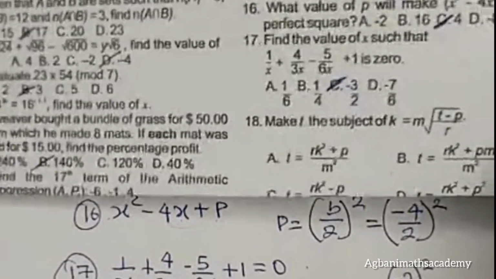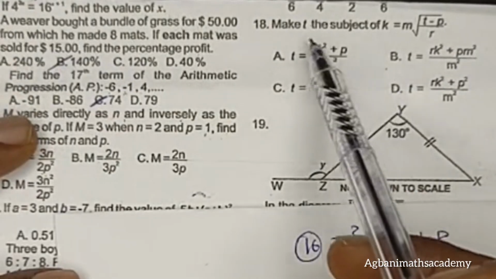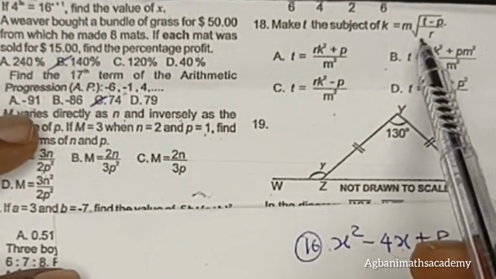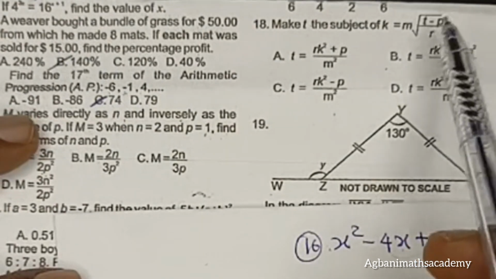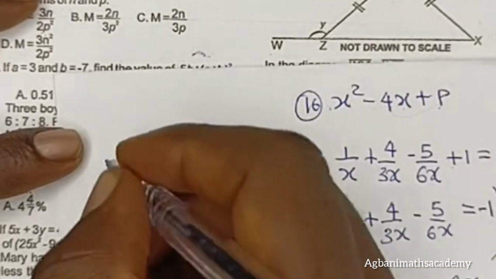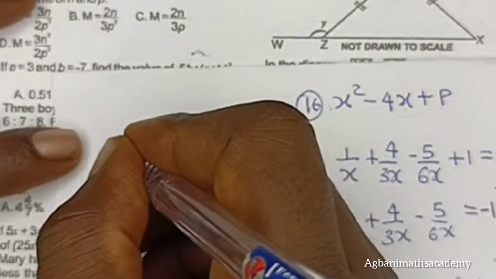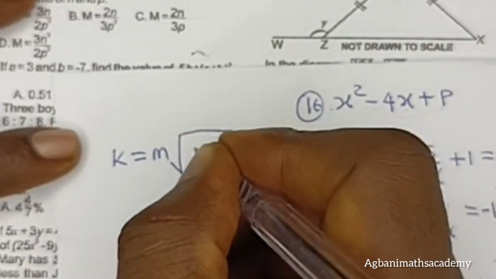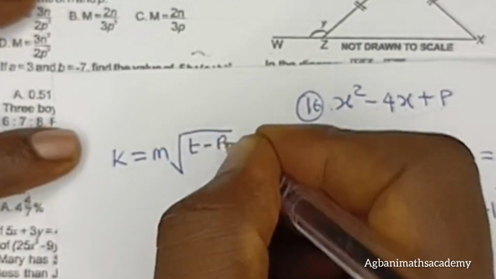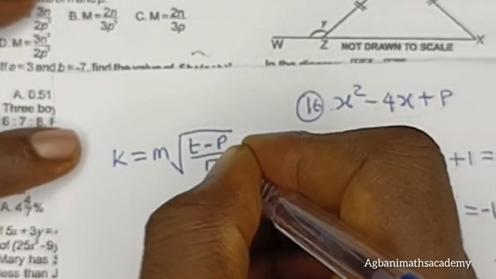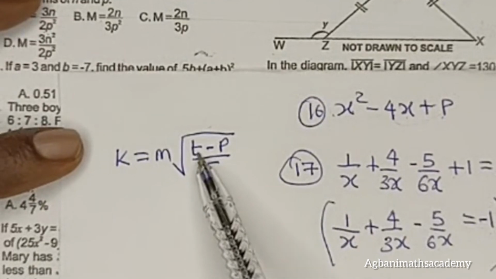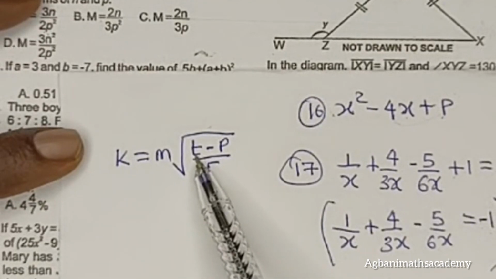So let's look at number 18. Number 18 says, make t the subject of k is equal to m square root of t minus p all over r. So we want to make t the subject of k is equal to m square root of t minus p all over r.